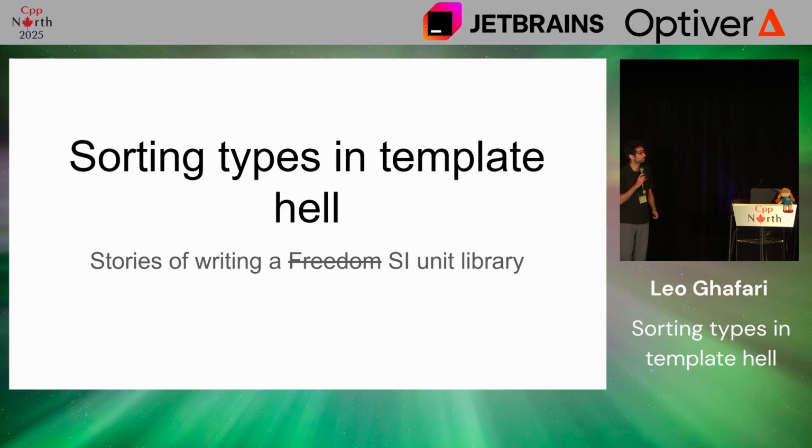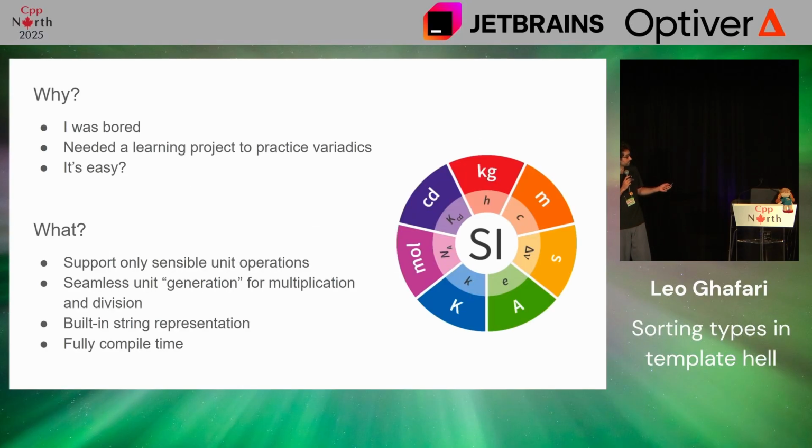Today I'll try to talk about template hell, sorting type lists, and other funny stuff. A while back I started to write an SI unit support library. I was bored and wanted to practice variadic templates, so it was a good way to learn. And come on, it's just a simple library. It's going to be easy, right?